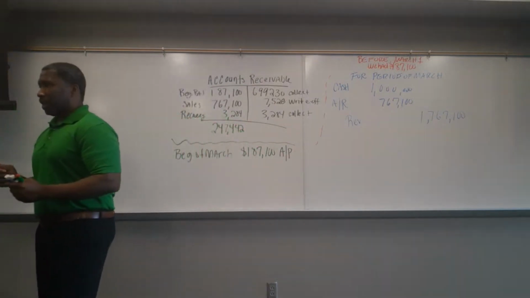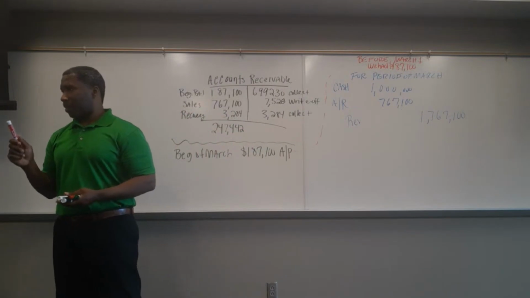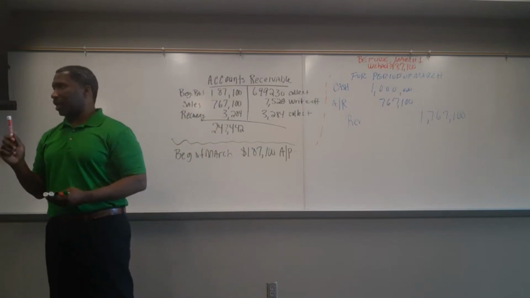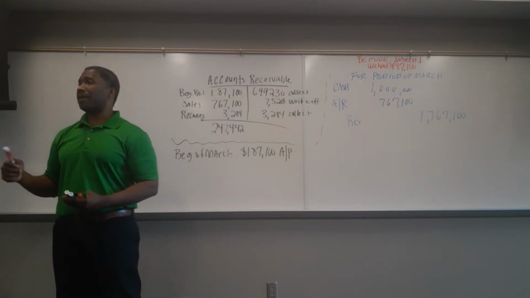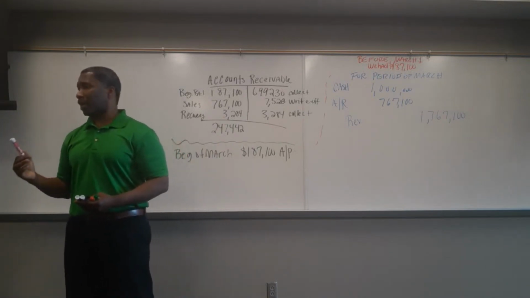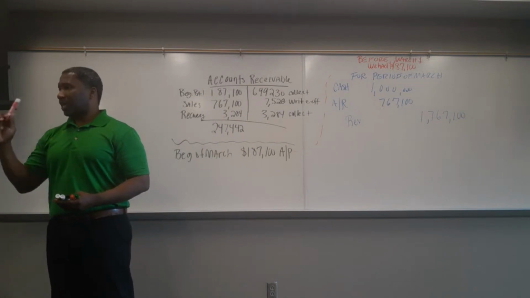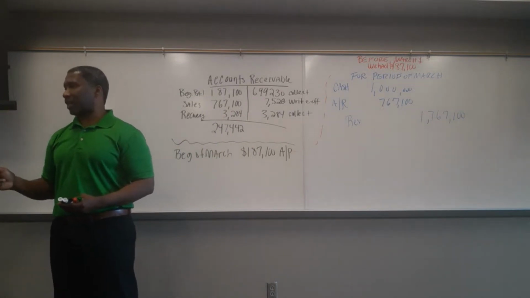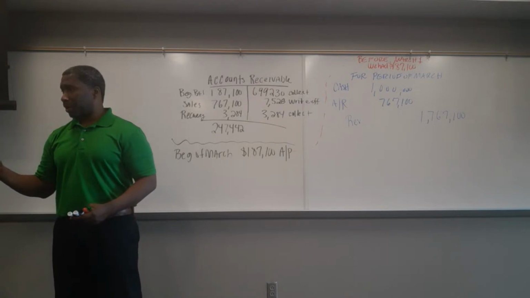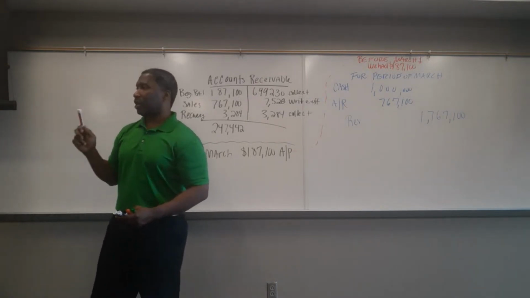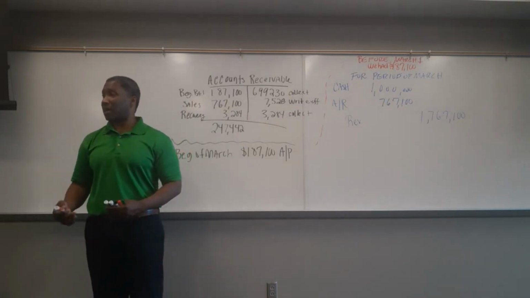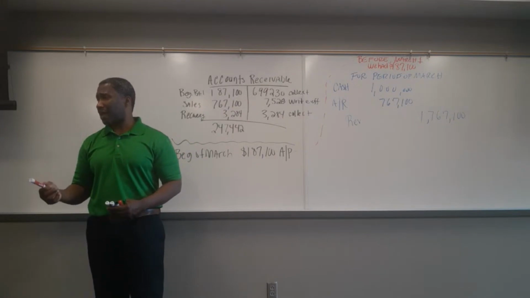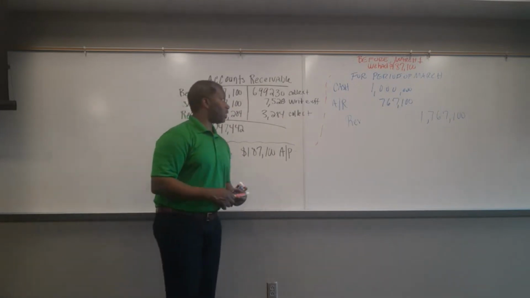At the beginning of the period, this company had balances of accounts receivable of $187,100. And they also had allowance for doubtful accounts, which we will talk about later on. So at the beginning of the period, we had $187,000. During the period, we had net credit sales of $176,100. And we had collections of $699,230. What does this mean?